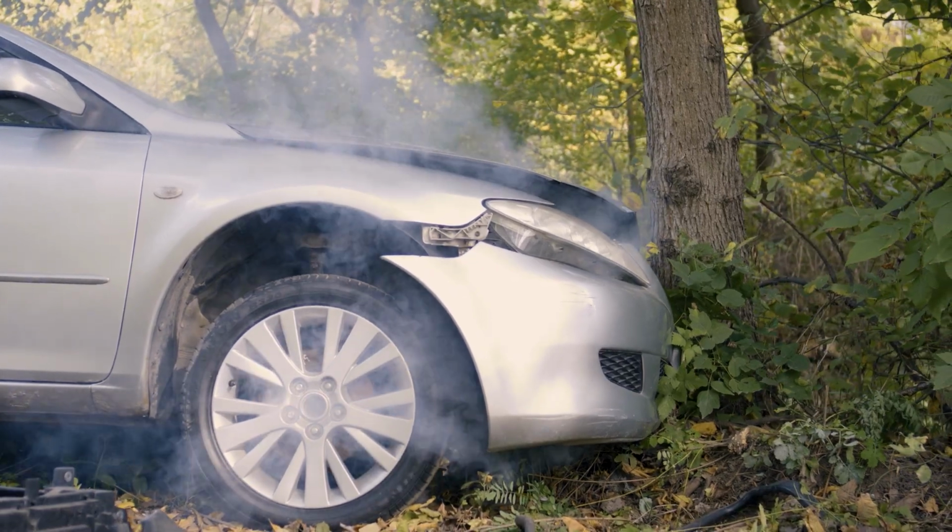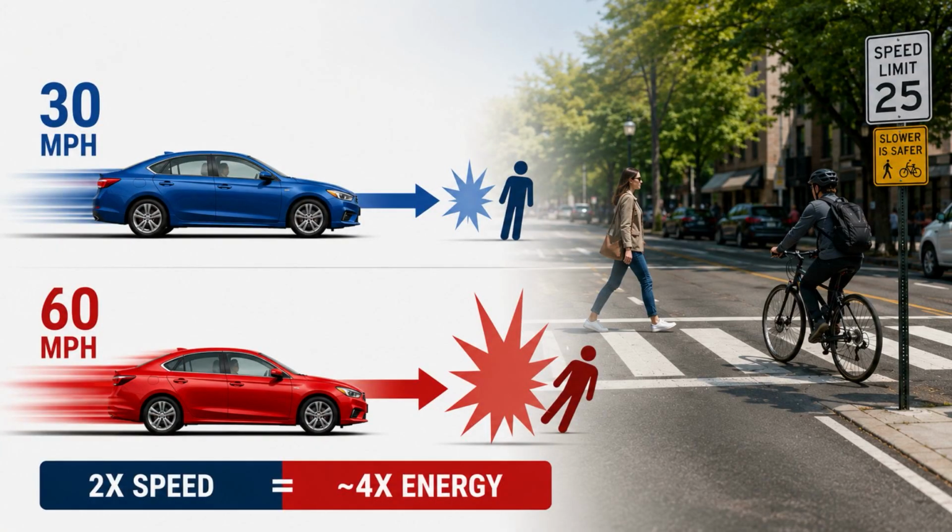Crash energy increases even faster. Double your speed and you don't double the crash energy. You roughly quadruple it. That's one reason many agencies choose lower speed limits in areas where pedestrians and cyclists are more likely to be present.